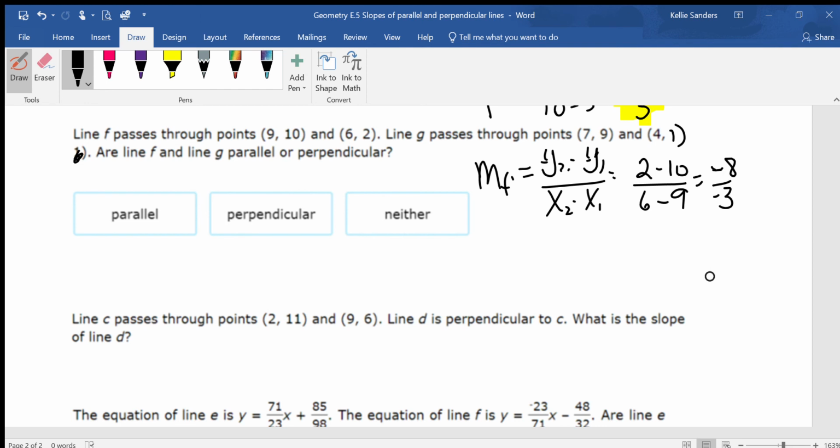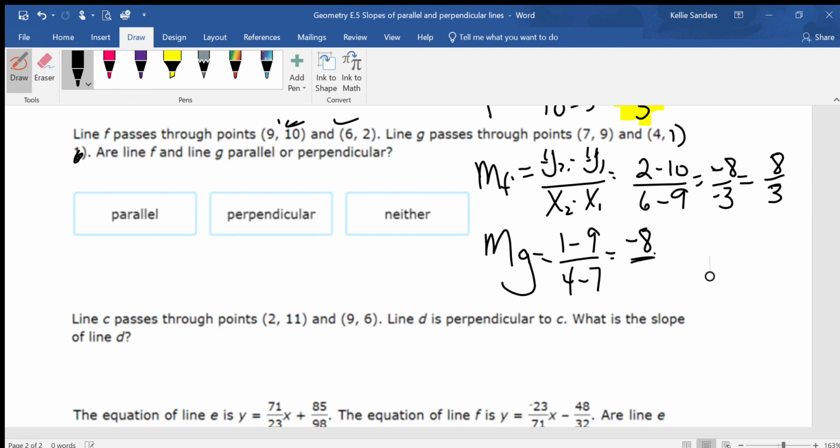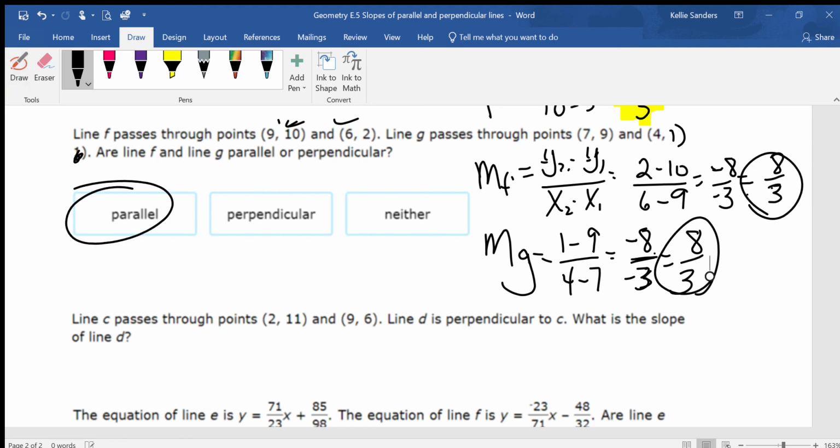8 over 3 does not reduce, but do not leave a negative over a negative. A negative over a negative equals a positive. So the slope of F is 8 over 3. Check. Done that. Slope of G. 1 minus 9 over 4 minus 7. 1 minus 9 is negative 8. 4 minus 7 is negative 3. Again, a negative over a negative is a positive. These are exactly the same, so those are parallel.